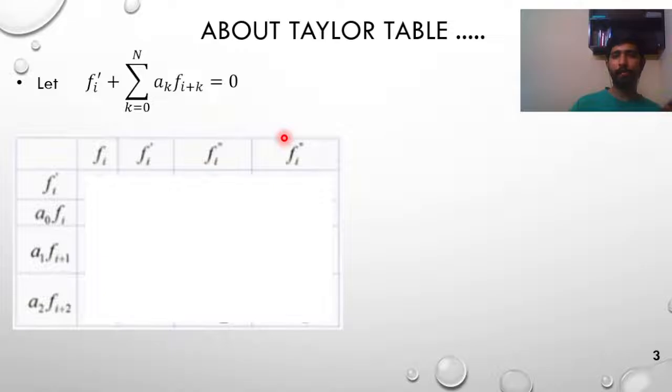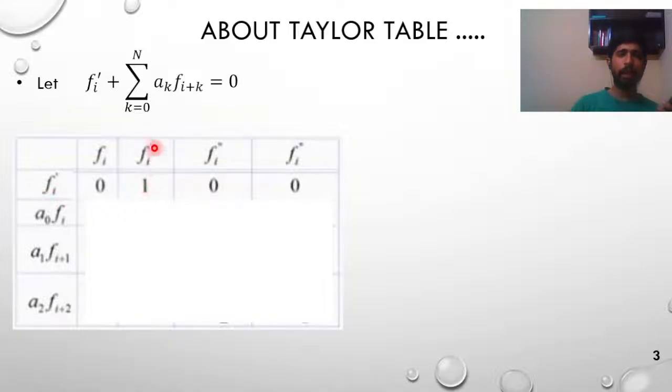fi triple dash, which is third derivative, is not mandatory here, but it is just taken to see the truncation error. So in the real sense it is not required if you want to just calculate a0, a1 and a2. Then what is the next step? Yeah, number of constants is equal to number of equations we can solve. Yes, so the next step is, we express fi dash in terms of multiples of this column values.